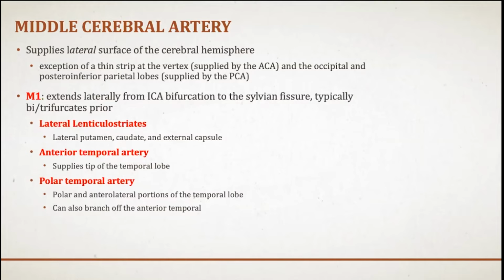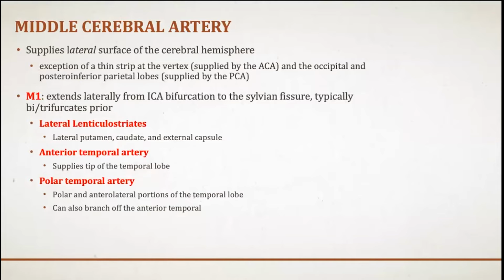Or more in certain people, but usually it's 2 or 3. And the big branches of the M1 that you have to remember are the lateral lenticulostriates, and these supply the putamen, the caudate, and the external capsule. Now we saw the medial lenticulostriate arteries, they come off the A1. The lateral lenticulostriates come off the M1.